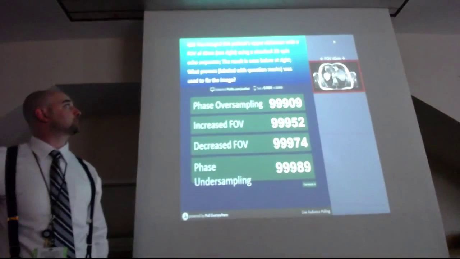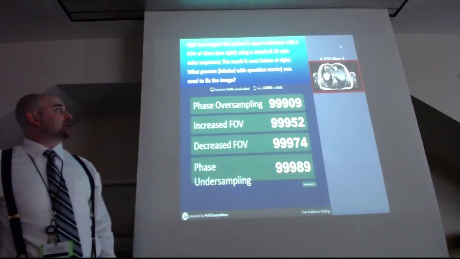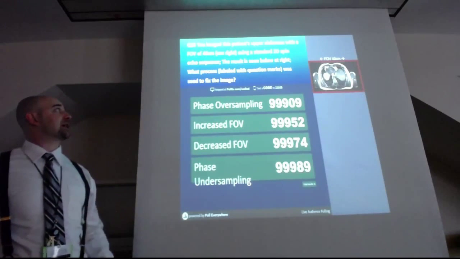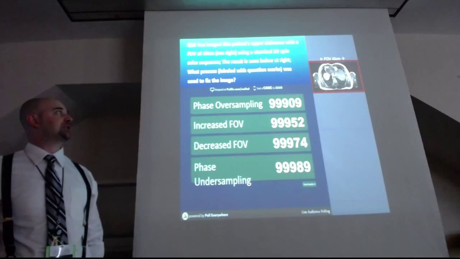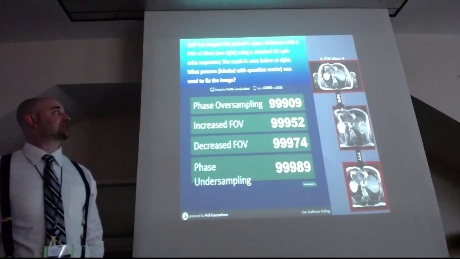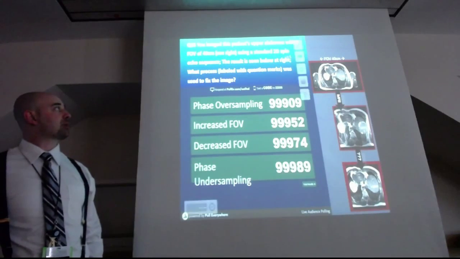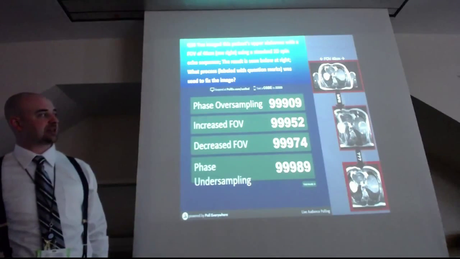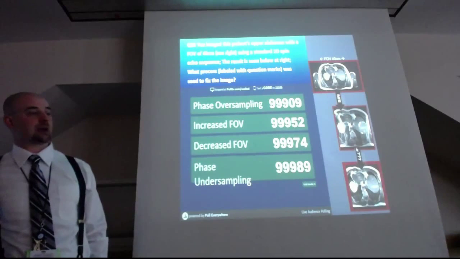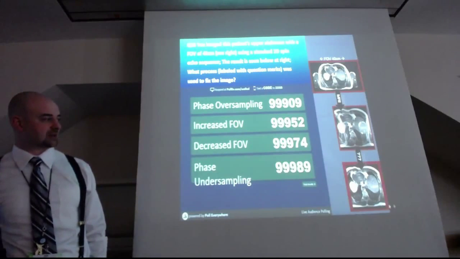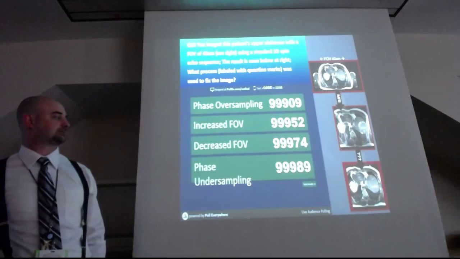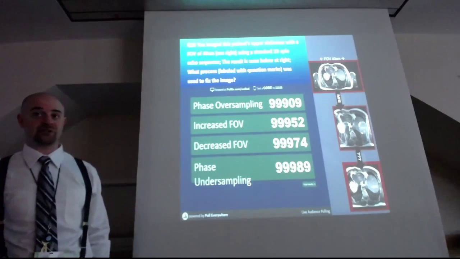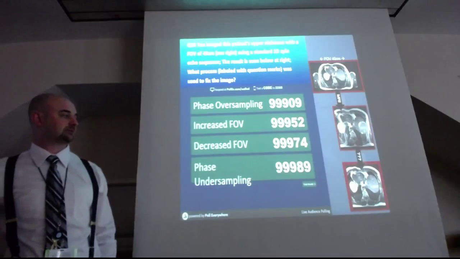Okay. Now, similar case, you image this patient's upper abdomen with a field of view of 40 centimeters using a standard 2D spin echo sequence. When you get this result, what process labeled with question marks is used to fix this image? So the first time you get this image, then you did something else called question mark, and you got this image. What is the question mark? Is it phase oversampling, increased field of view, decreased field of view, or phase undersampling?